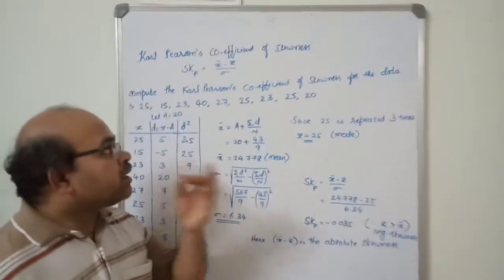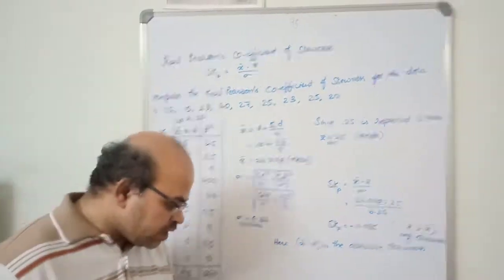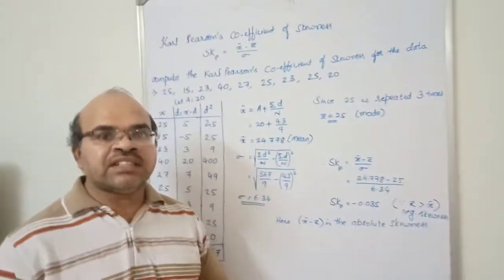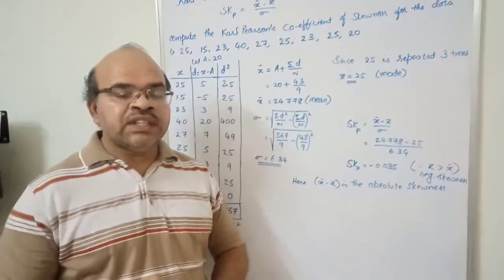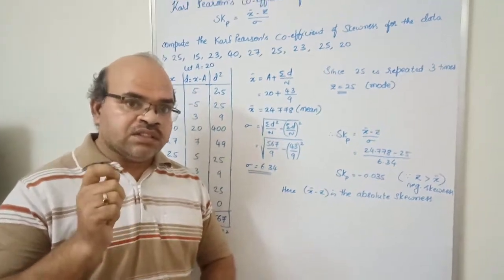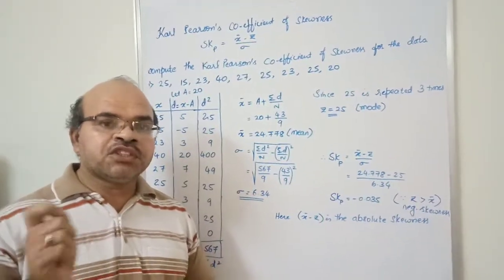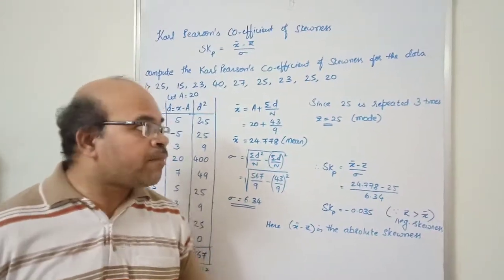Now we have one more thing called skewness. What is skewness? Skewness is the symmetricity of distribution of a statistical series. Symmetricity is a property. It is the symmetricity of distribution of a statistical series.